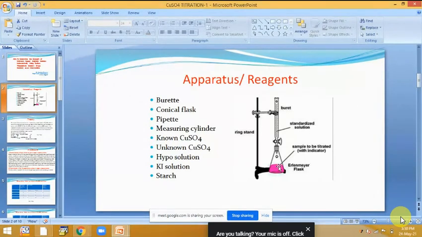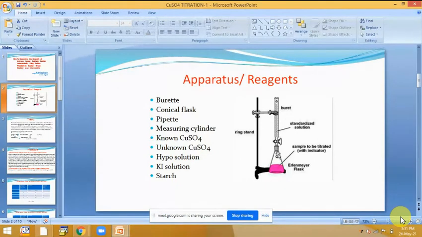So first of all, we take a known copper sulfate solution against the hypo solution so that we can determine the perfect, exact, accurate concentration of this hypo solution. We can prepare it by weighing, but since during our measurement there will be certain change of volume or in the weighing process, you should exactly know the concentration of the hypo solution by titrating with the known copper sulfate.